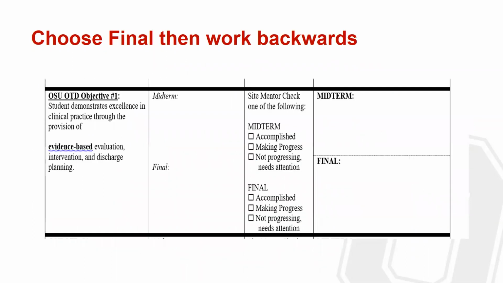So this is what the form looks like. What we're going to think about is what is at final, what might this mean for the student, and then what might be a stepping stone to get there. This is the column that you and your student are going to fill out before the experience begins. These two columns you'll do at midterm and final, and this one over here does not change.